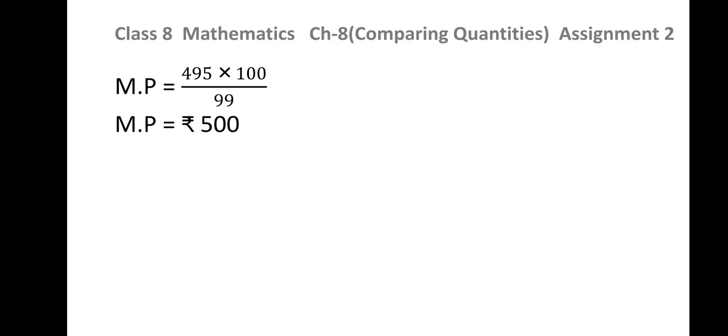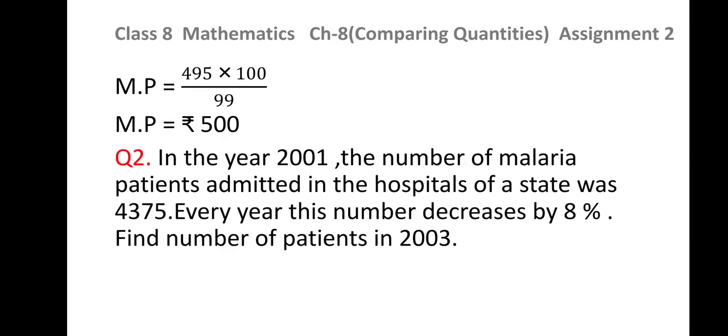So dear children, whenever discount is given to you in percentage, and SP or MP, any one of these is given to you, and you are supposed to calculate the third quantity, then you can use this formula. The formula is SP is equal to 1 minus D over 100 into MP, like we have done in this very question. Coming to question number 2.